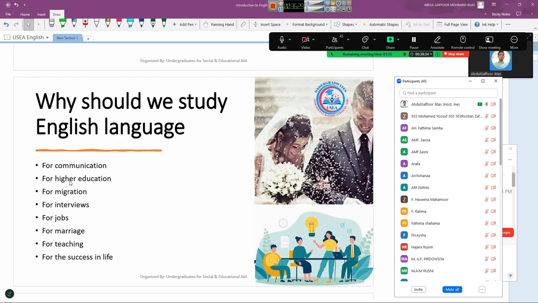And for migration, if you want to go to another country where English is spoken as the first language, definitely you have to crack IELTS or any other examination, right? IELTS examination, have you heard about that? IELTS. Okay. So in the IELTS examination also, they are checking only 4 skills: reading, listening, writing and speaking, right? So in any examination, they will be checking only these 4 skills.